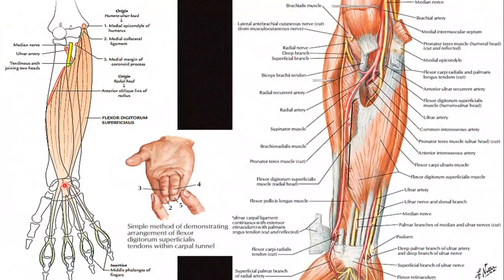Then, as the tendons pass the carpal tunnel, they are usually arranged in a specific way, such that the tendons to the middle finger and the ring finger lie superior to the tendons to the index finger and the little finger. That is how the tendons are arranged in the carpal tunnel. Here is the muscle. You can see, in fact, it has the tendinous arch joining the humeral head to the radial head. And you can see the median nerve is passing posterior or deep to that tendinous arch.